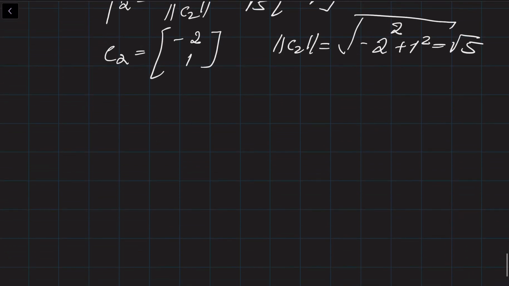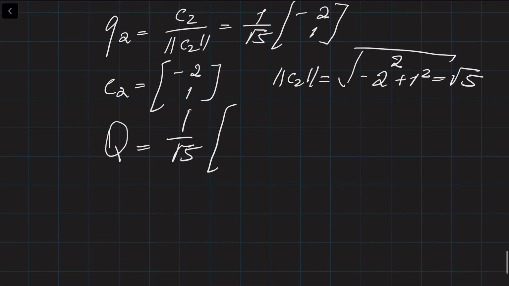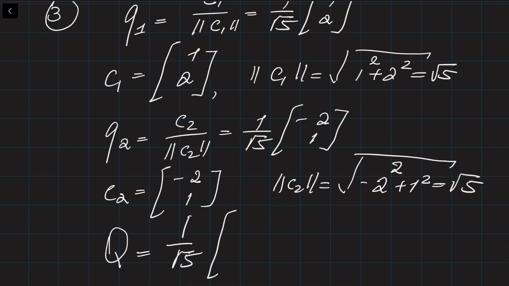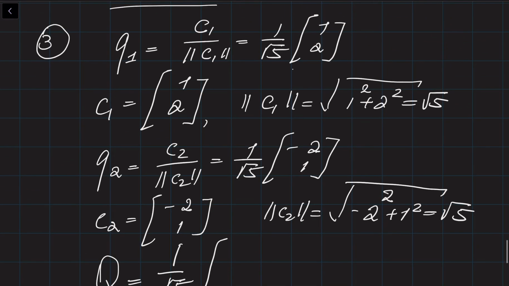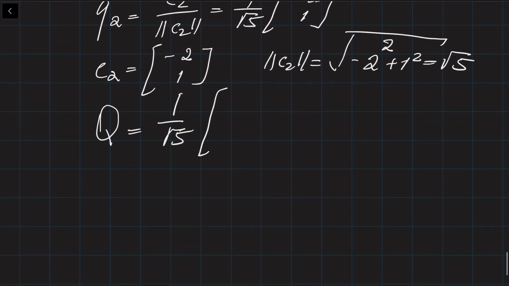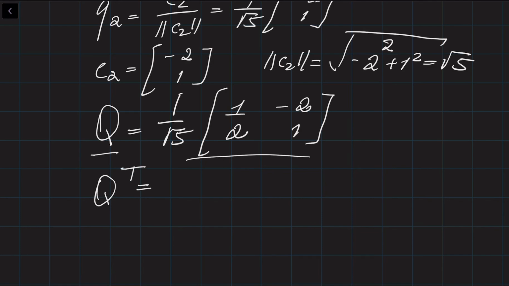So in total, we're going to get this Q matrix equal to 1 divided by the square root of 5 times the matrix where we put Q1 as the first column, which is the vector 1 and 2, and the second column is going to be minus 2 and 1. Well, so this Q is an orthogonal matrix because if you multiply Q by Q transpose, it's going to be equal to the identity. So that's why the inverse of Q is going to be simply the transpose of Q.